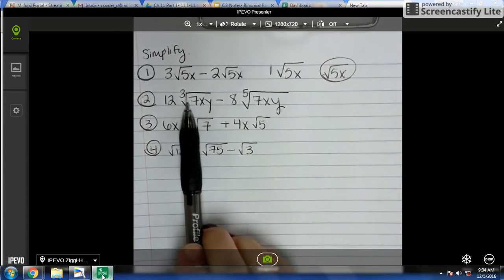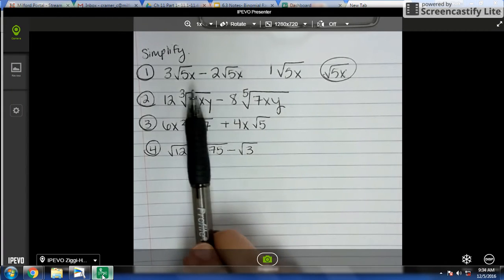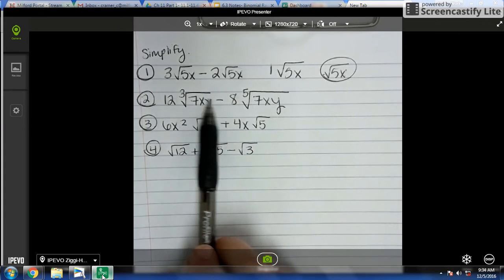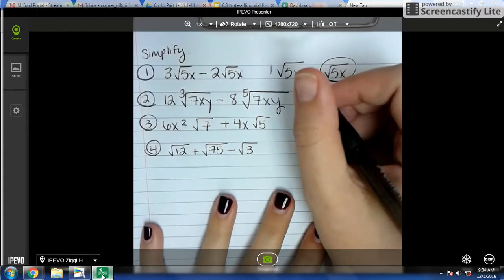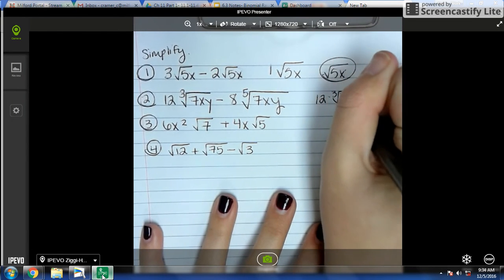Here we have 12 times the cube root of 7xy minus 8 times the fifth root of 7xy. Since these indexes are different, we cannot combine them. So it's already in its simplest form, so it would just stay the same.